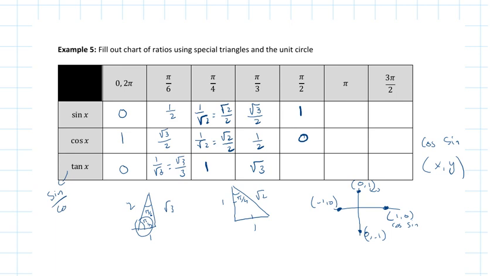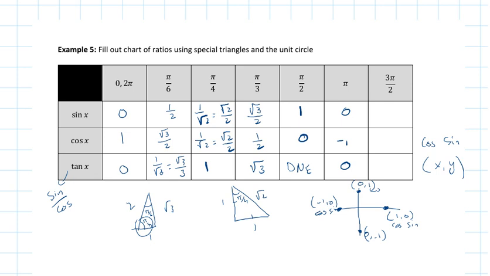For pi, remember, this is your cosine, this is your sine. So sine of pi is going to be 0, cosine of pi is going to be negative 1, and tan is going to be sine over cosine, which is 0. And for 3 pi over 2, cosine is going to be 0 and sine is going to be negative 1. So it's going to be 0, negative 1, and then for tan, I divide negative 1 by 0, and it's going to be undefined.